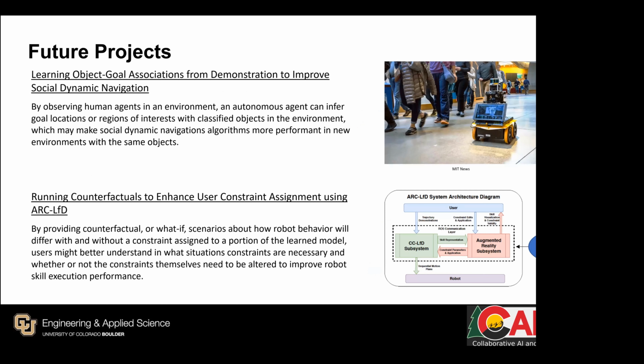And then real quickly, some future projects. This summer, Himanshu Gupta and I will be focusing on learning object goal associations from demonstration in order to improve social dynamic navigation. The idea is that human beings in a crowded environment might be associating with known or classifiable objects, and perhaps in knowing how they interact with those objects, if those objects are seen in a new environment, that might allow the robot to improve its social navigation abilities.